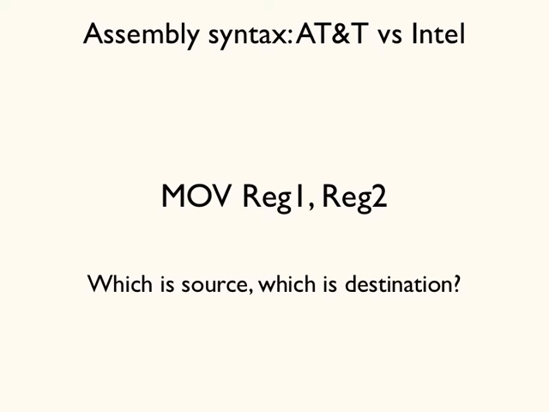The major difference is, let's say we have an instruction mov register 1, register 2. Which one is the source, and which one is the destination? In Intel syntax, the destination is the first parameter. In AT&T syntax, the destination is the second parameter. That's a major difference. But obviously, at the machine code level, they're the same thing. They just use 2 different syntaxes when translated into disassembly.